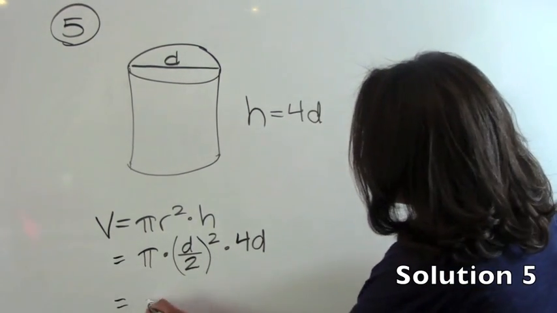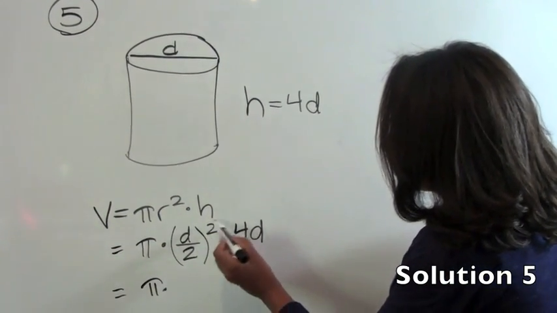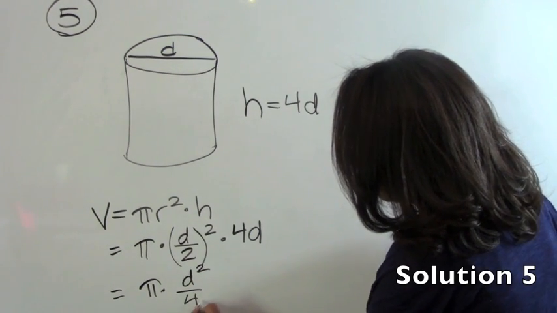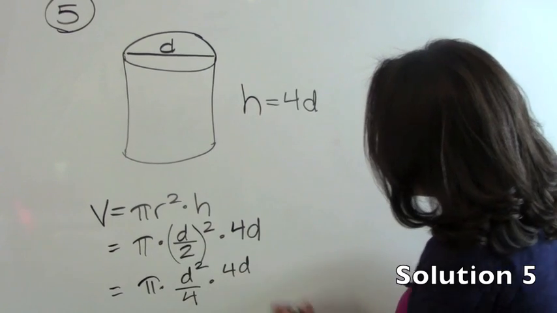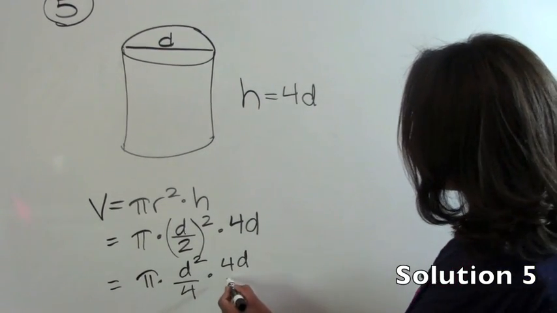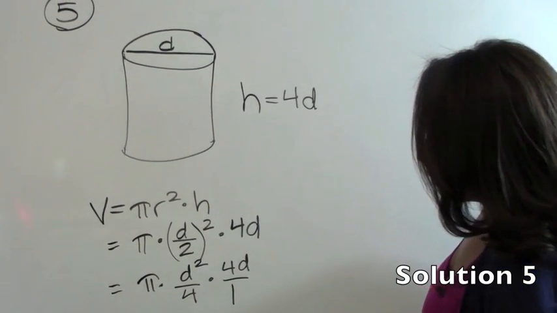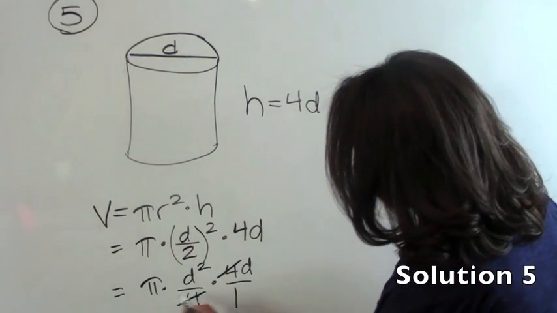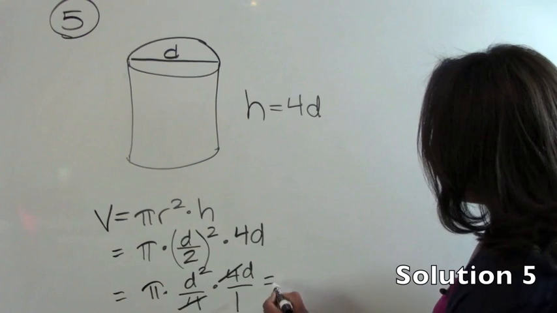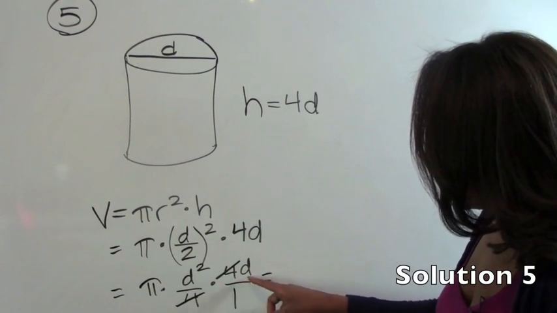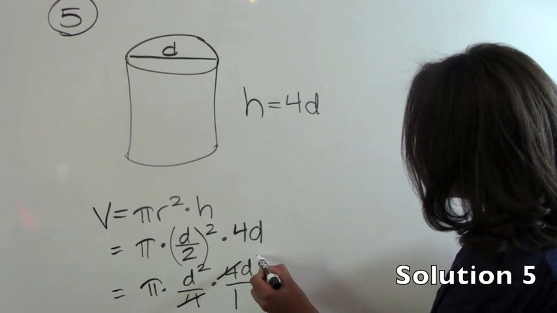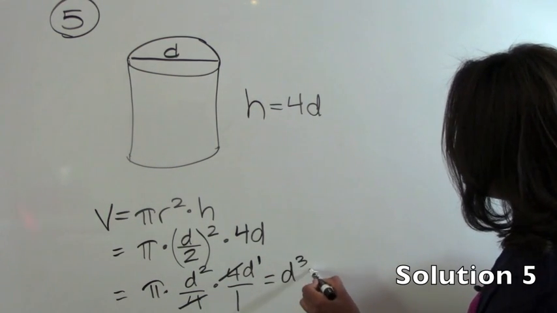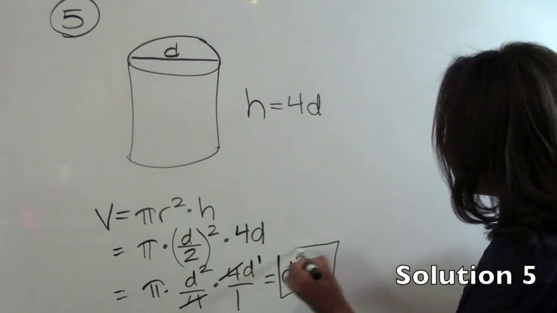So we have our pi. You have to square both the numerator and the denominator, so you get d squared over 4 times 4d. If you want, you can place this 4d over 1. It might be a bit easier for you to see visually that you can cancel these 4's out. And then your final answer is going to be d squared times d, which is d cubed. Remember, this is d to the first power, and you add your exponents. So you get d cubed pi for number 5.